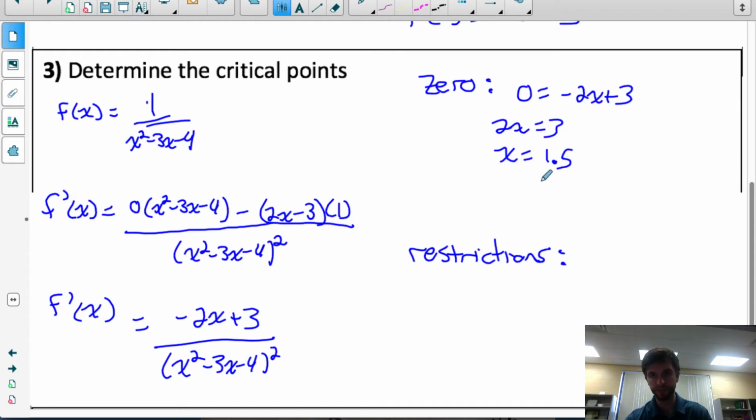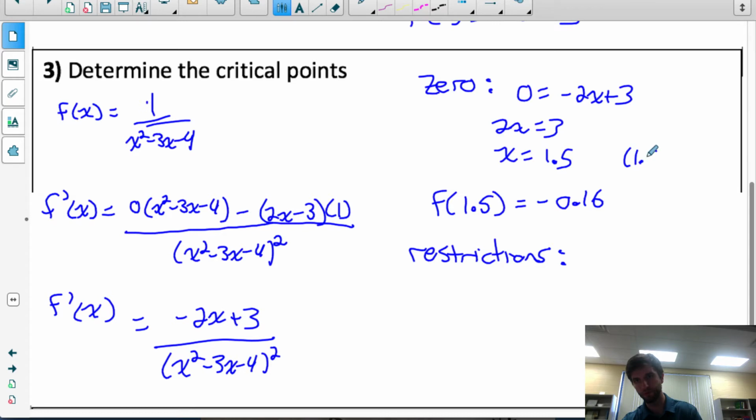And then what we need to do is find the critical point by plugging that x value actually into the original function. And I believe we get negative 0.16. So the critical point has the y value associated with it. So our critical point is actually 1.5, negative 0.16.